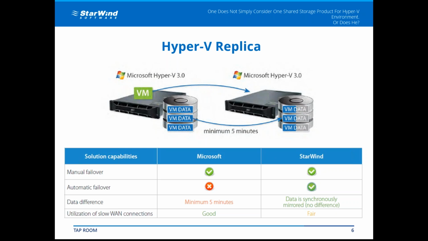So after the failover, there is data loss for the reference period. Along with the manual failover, StarWind ensures automatic failover, thereby providing continuous availability, or better said fault tolerance, zero data loss, and the best recovery time objective and recovery point objective values. Since StarWind makes synchronous mirroring, there is no difference between the data kept on both storages.